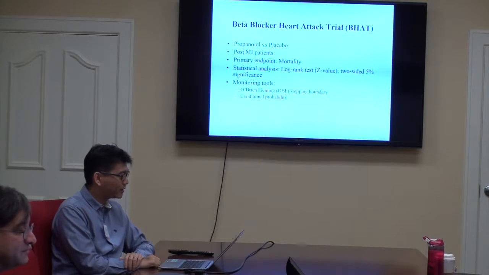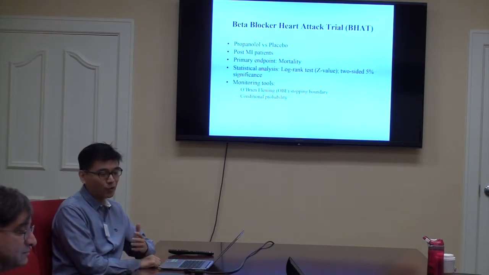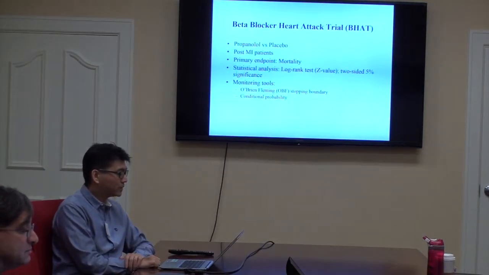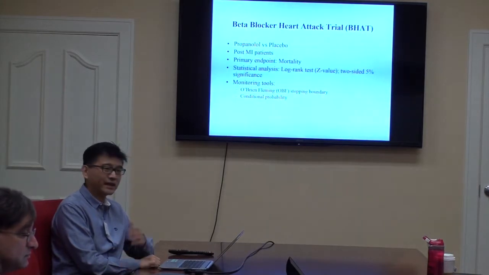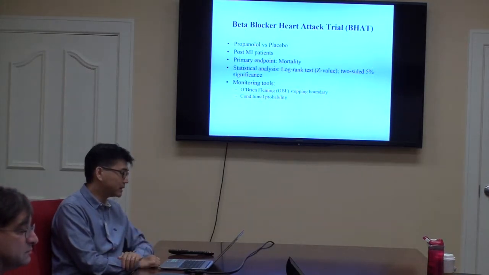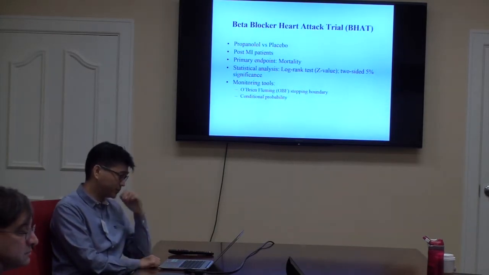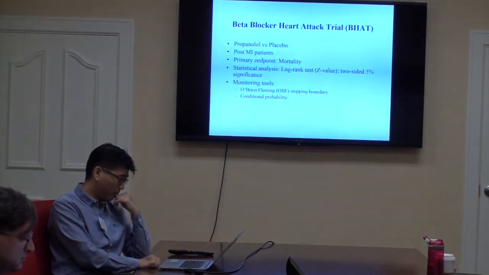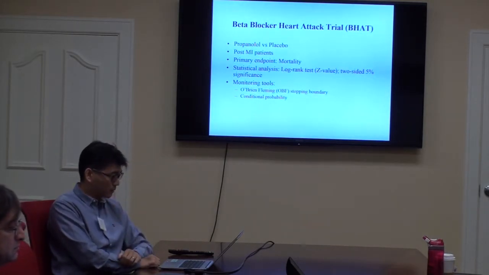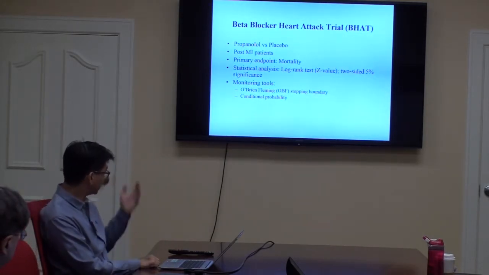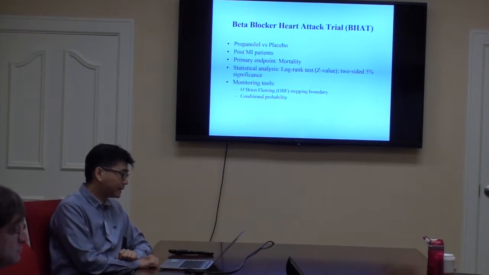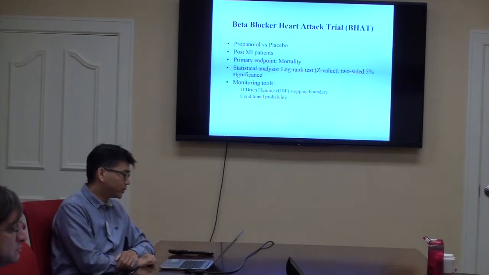The Beta-Blocker Heart Attack Trial is probably one of the earliest clinical trials that used a stopping boundary for early stopping consideration. It was conducted in the late 70s or early 80s, under the Coronary Drug Project. In this phase 3 study, we're comparing a beta blocker versus placebo in post-heart attack patients, with mortality as the endpoint. The planned statistical analysis was the log-rank test to compare survival, very straightforward.